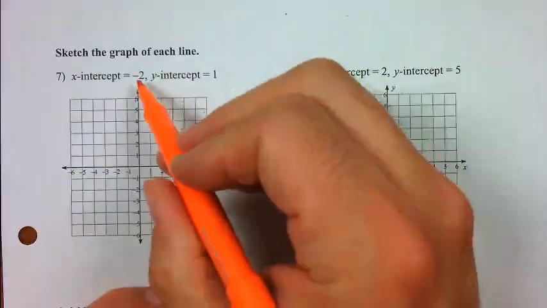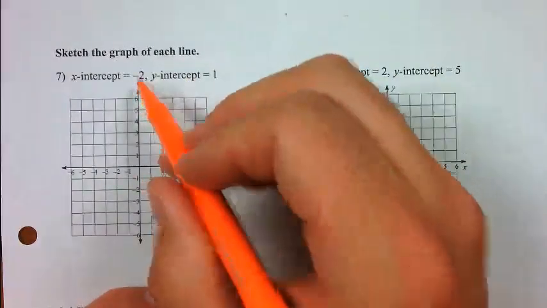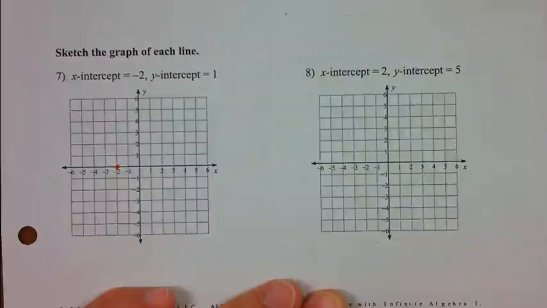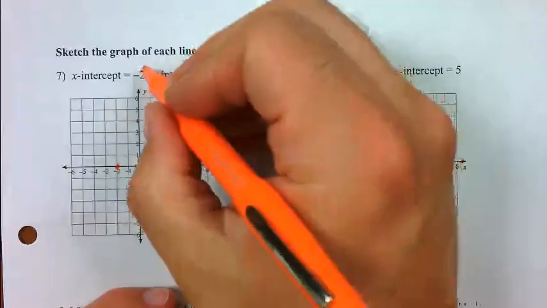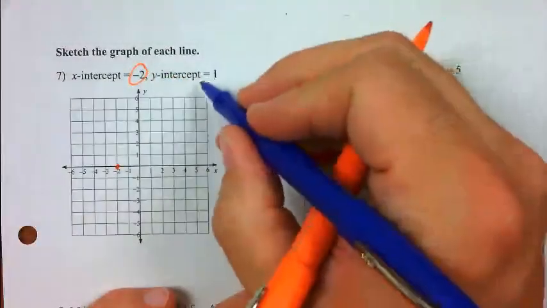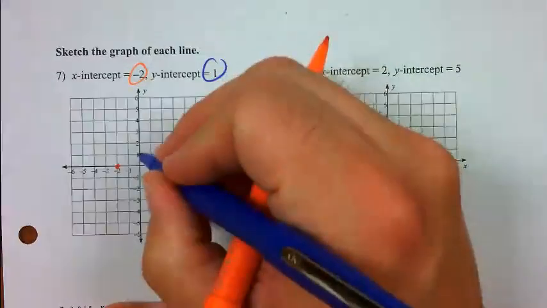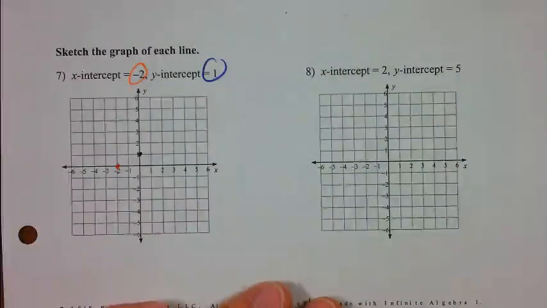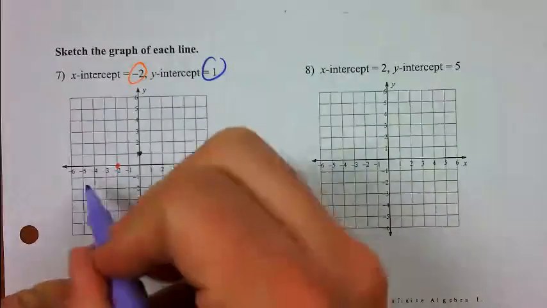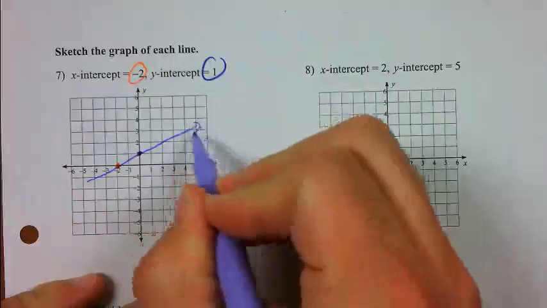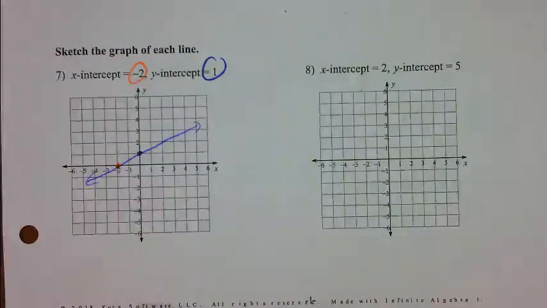So here, -2 for an x-intercept would be on the x-axis at -2. We'd have a point. So that's that one. This one, that's on our y-axis, so on the y-axis at +1. So then our line is just going to go through those points. And that's it.